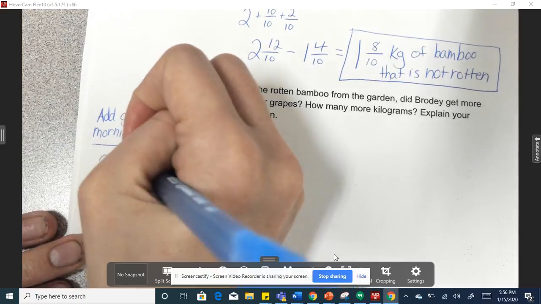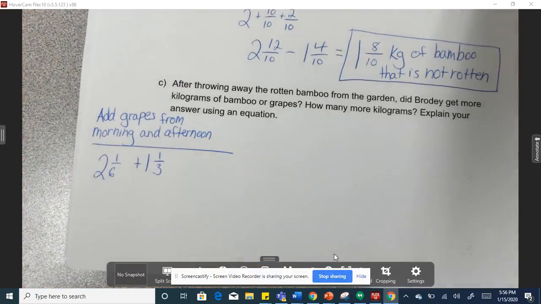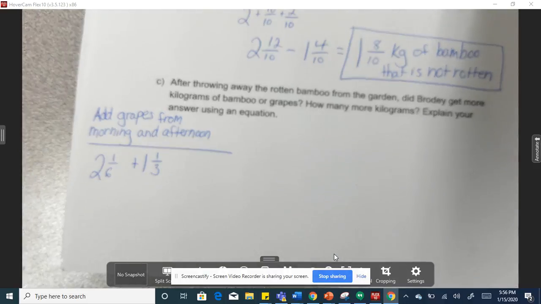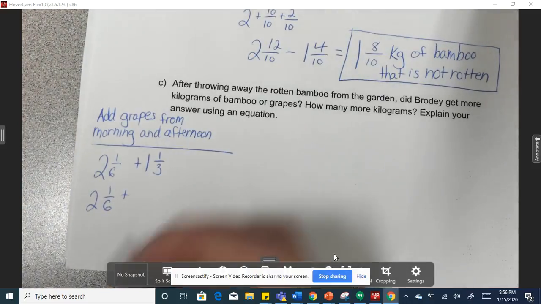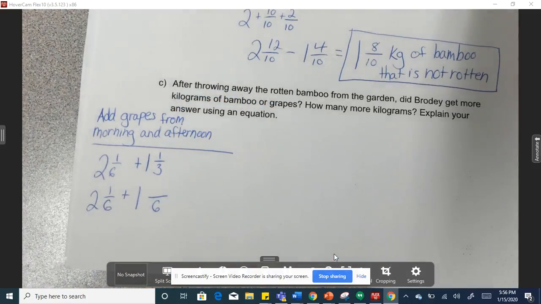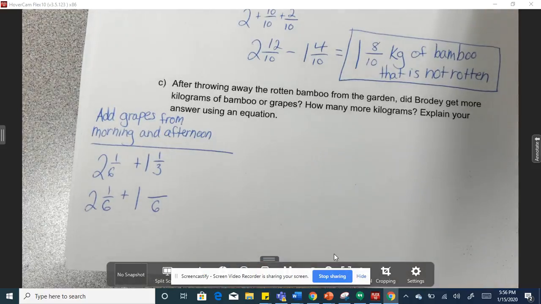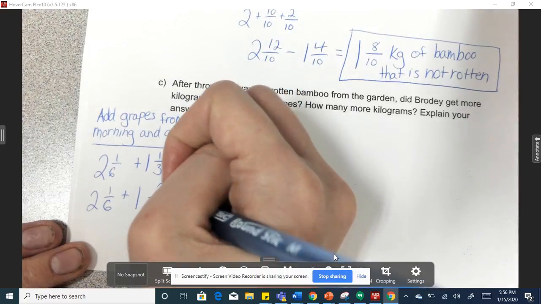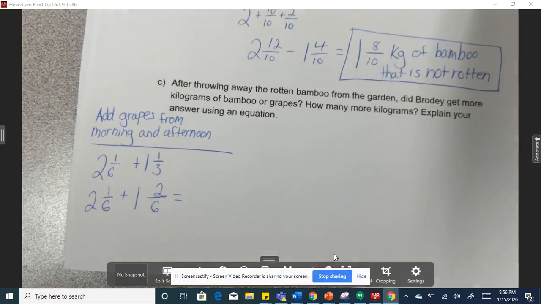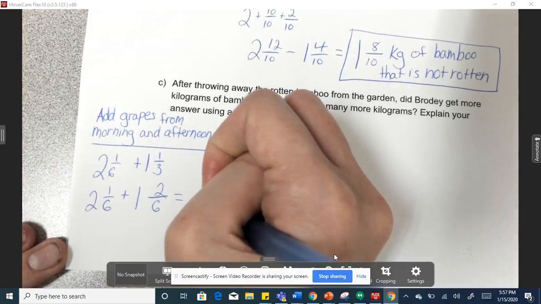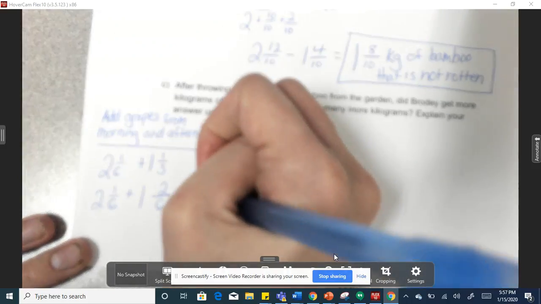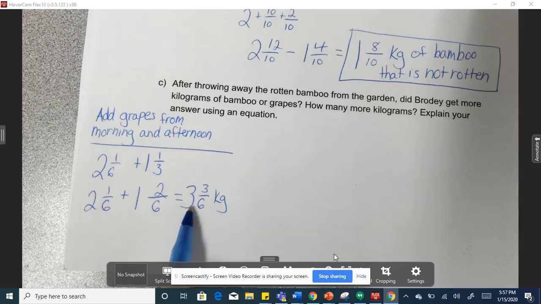We're going to add however much he collected in the morning, which was 1 and 1/3, and we got that from the very top. So now let's create common denominators, which we know is 6. So this 2 and 1/6 can stay the same. Here we have 1 and something over 6. Well, 3 times 2 equals 6, so 1 times 2 is 2. Now we can add, starting with the fractions. 1/6 plus 2/6 is 3/6. 2 plus 1 is 3. So he collected 3 and 3/6 kilograms of grapes.